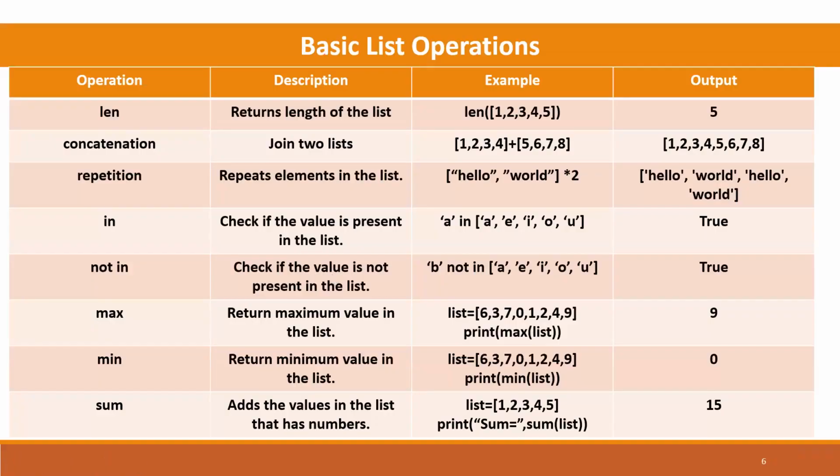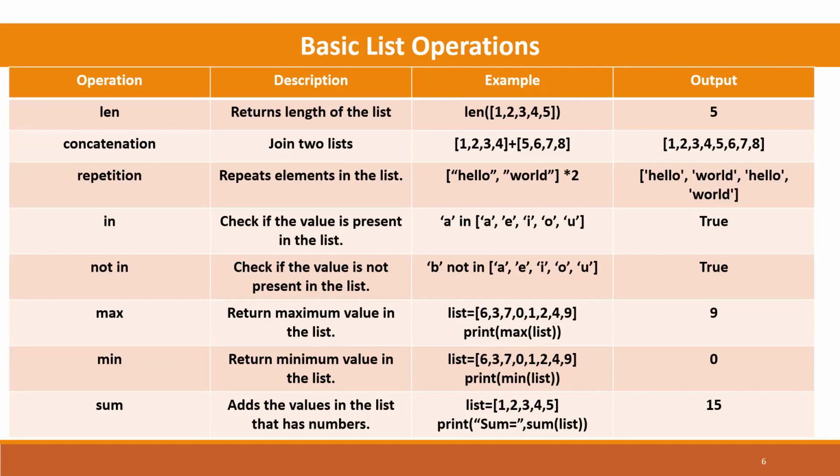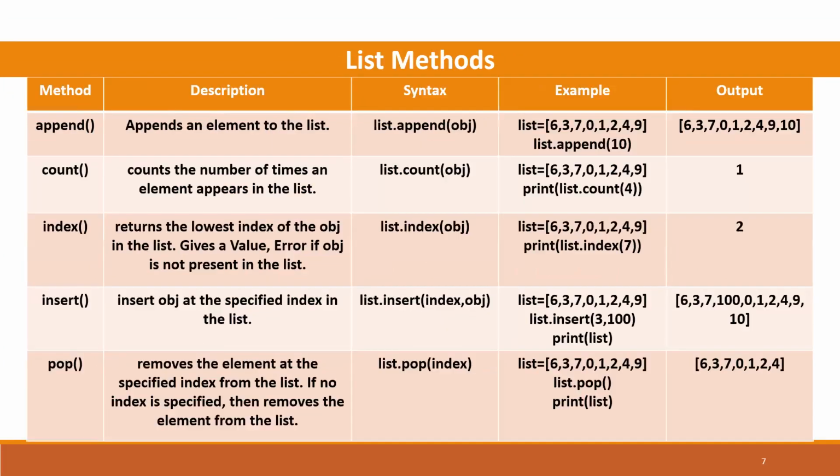Now, this is the table which is very much required for us. These are the functions of the list. That is the len function, already told. The plus operator, already discussed. Repetition, that means the star operator, already discussed. The in operator, already discussed. Not in is the reverse of in. Max, min, sum, these three are inbuilt Python functions, basic list operations. These are all the functions and operators already discussed.